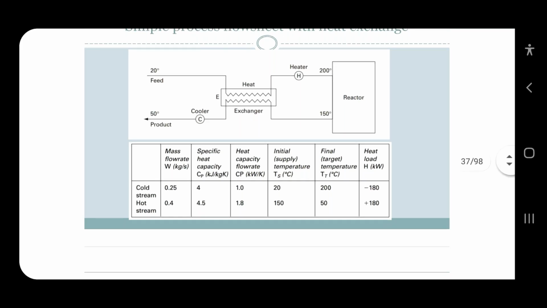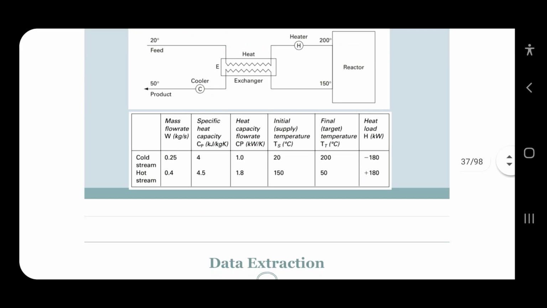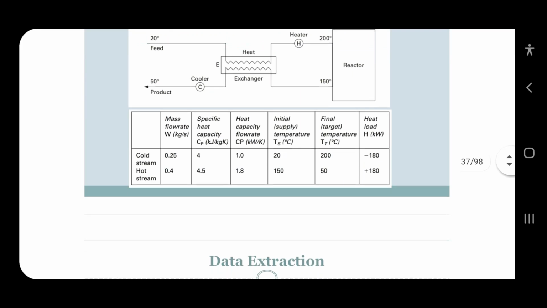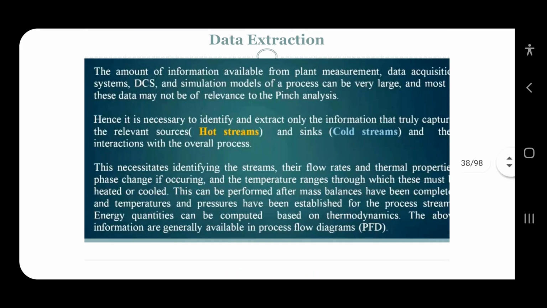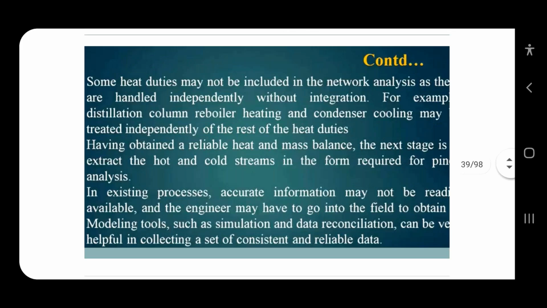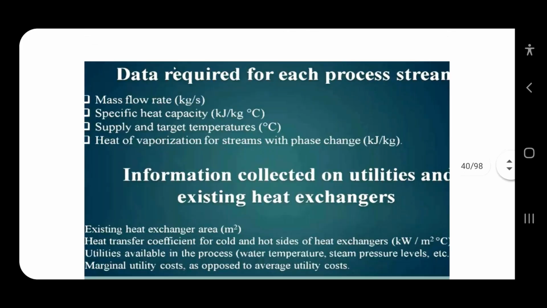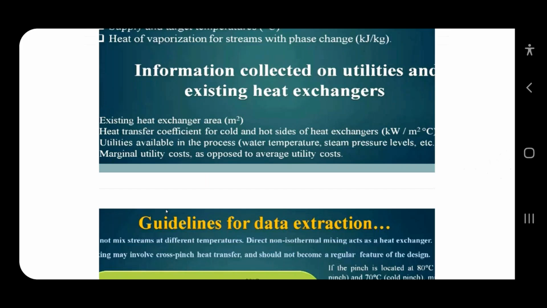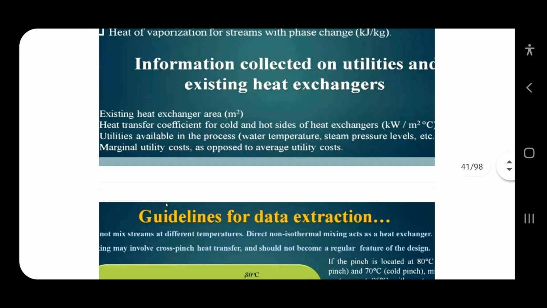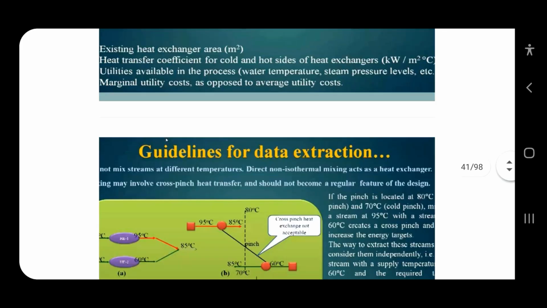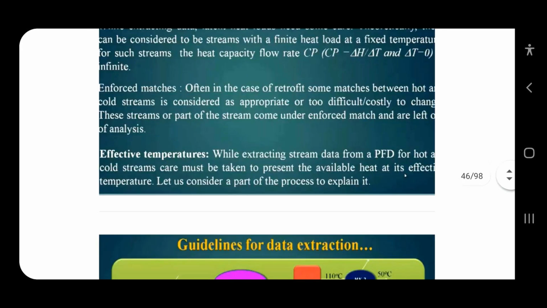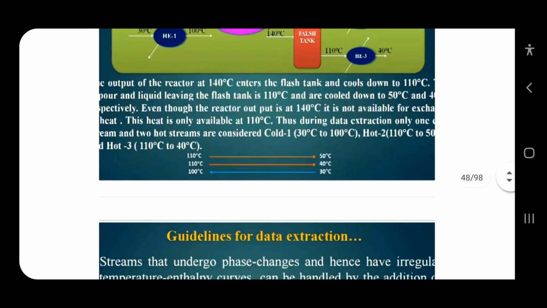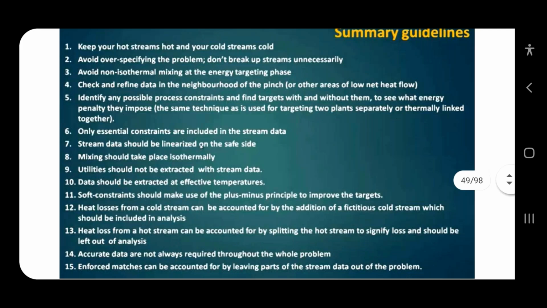So these are few discussions about the data extraction. You must read that because there is a time constraint. I just told you how you apply the concept, how you define or how you construct the data extraction. Okay, there are few guidelines for data extractions. These are, at the last you will get the summary guidelines. These are some guidelines for data extraction as well as heat exchange phenomena.